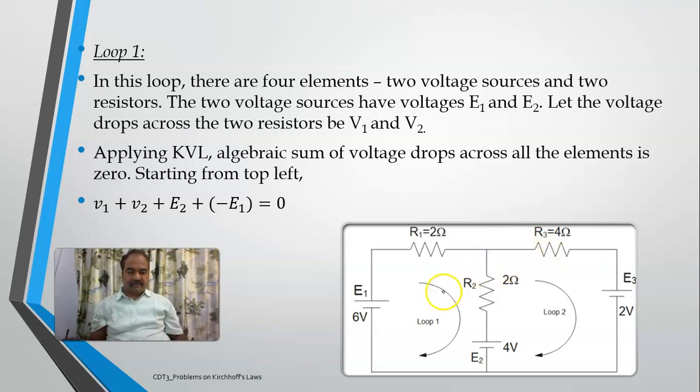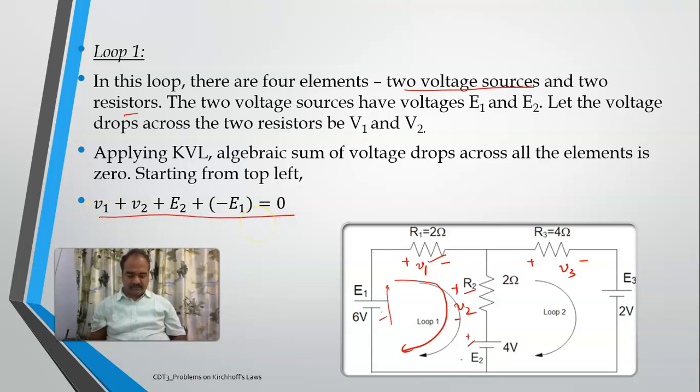Loop equations using KVL. So in this loop 1, how many elements are there? 4 elements, 2 voltage sources and 2 resistors, right? I'll take the potentials like this. V1, this is V2, this is V3. And I'll be starting from top left, moving in this fashion. See, this is plus to minus, this is V1, plus to minus, it is plus V2. It is also moving from plus to minus, plus E2. But here I am going from minus to plus, right? So minus E1. V1 plus V2 plus E2 minus E1 is equal to 0.